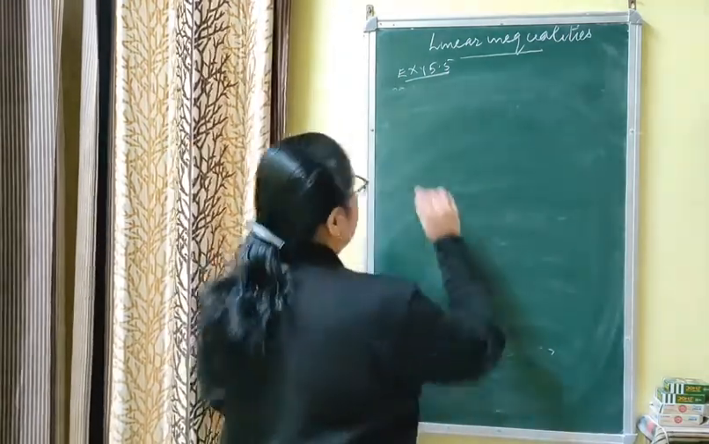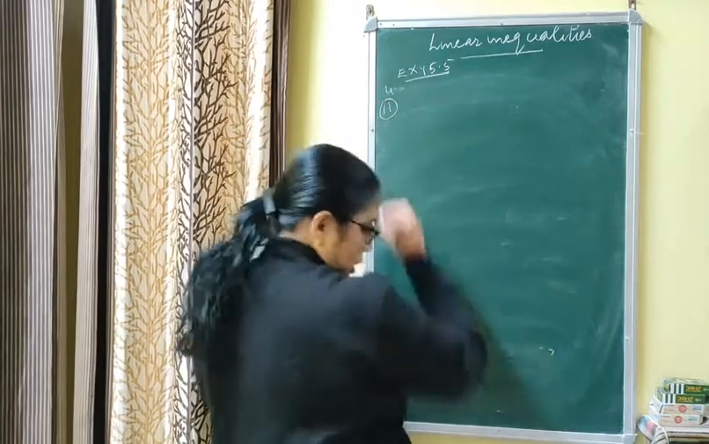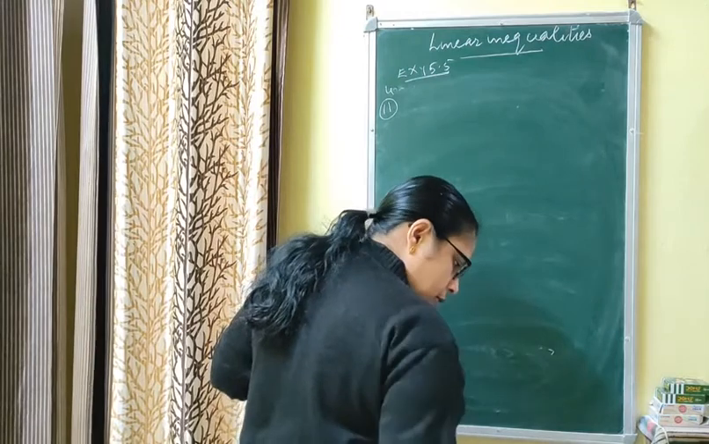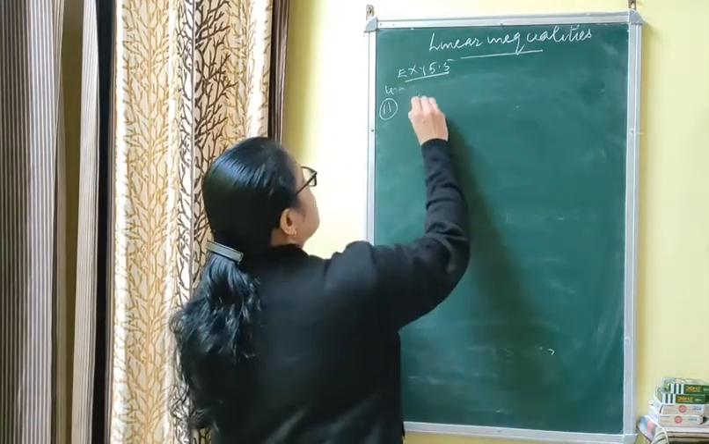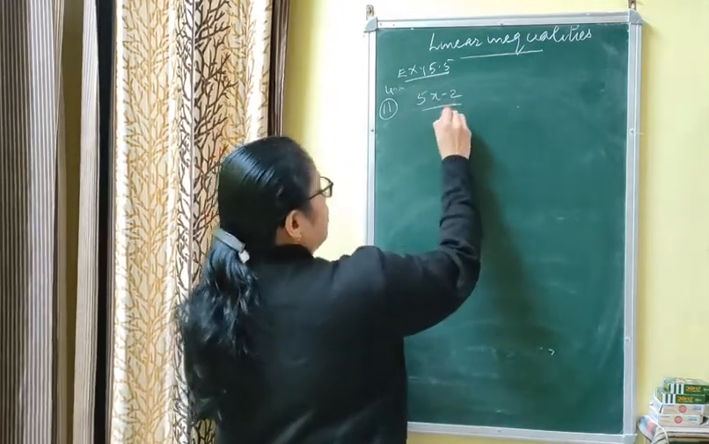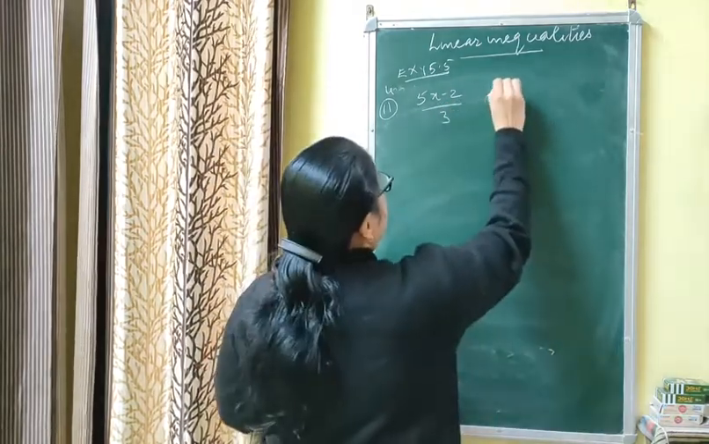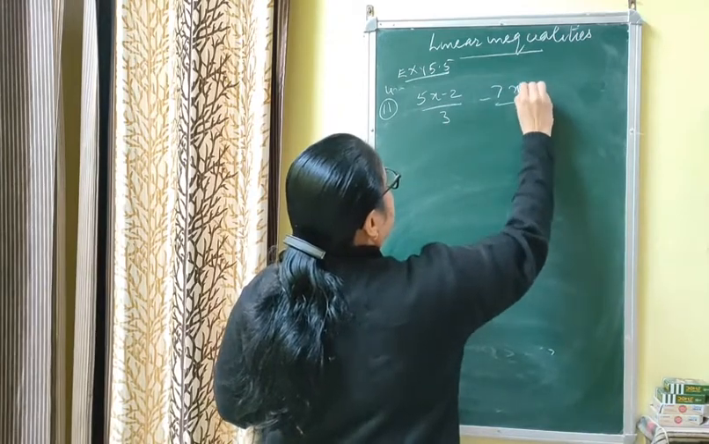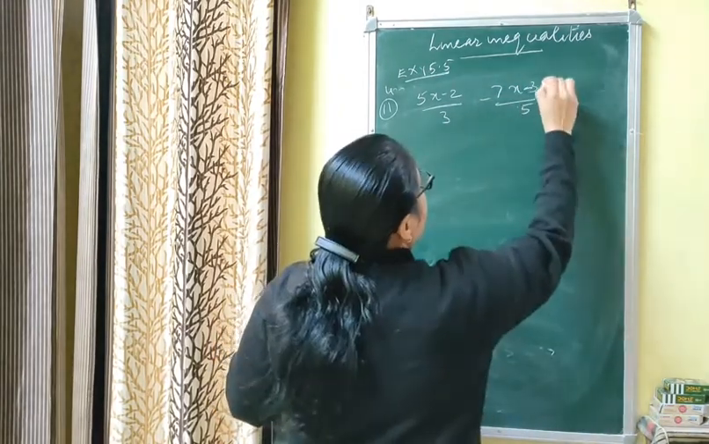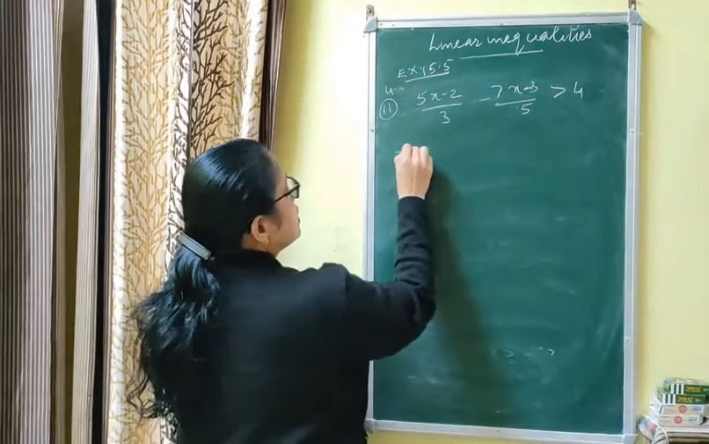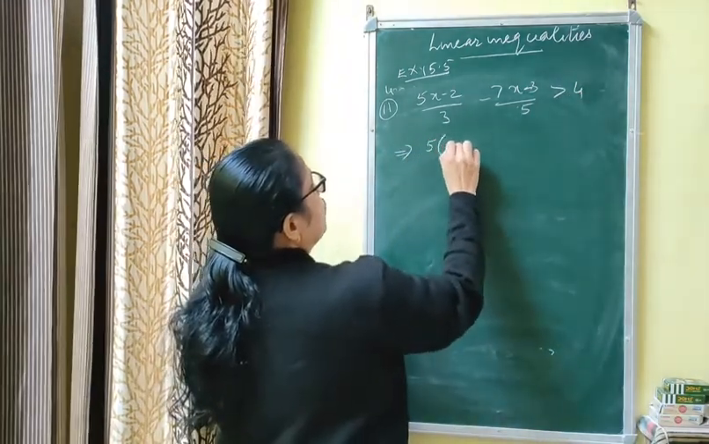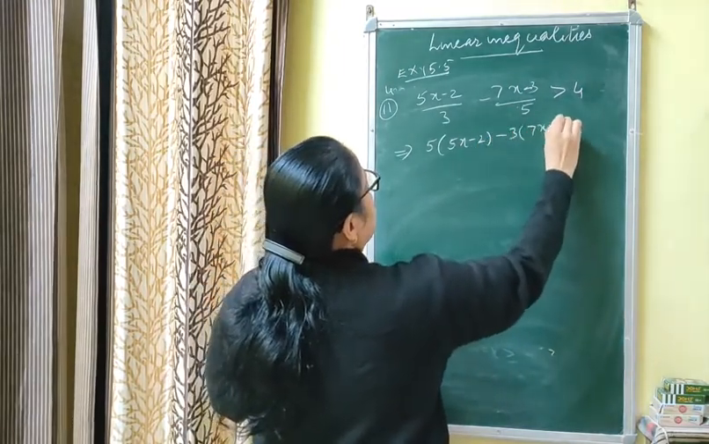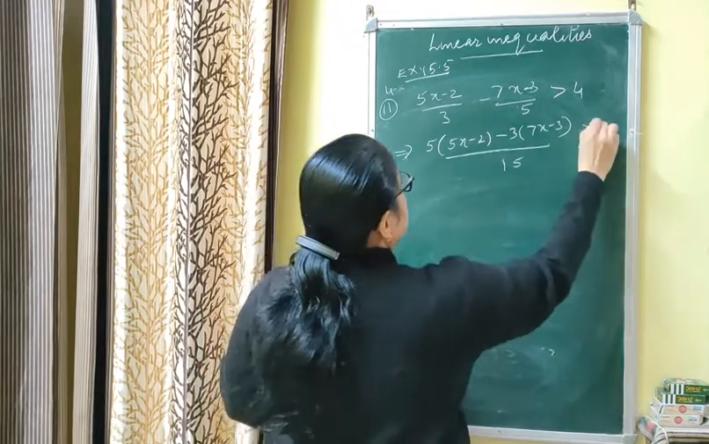Now we are doing questions with a bit of difficulty level. Listen to it carefully. Now the second part is the same question. Second part is (5x minus 2)/3 minus (7x minus 3)/5 is greater than x/4. First of all, let us take the LCM. That is (5 into (5x minus 2) minus 3 into (7x minus 3)) whole upon 15.